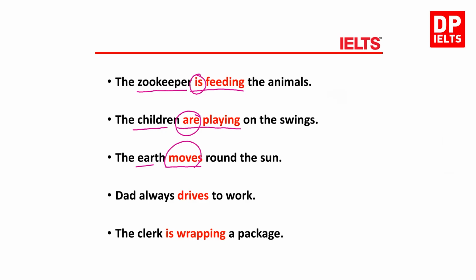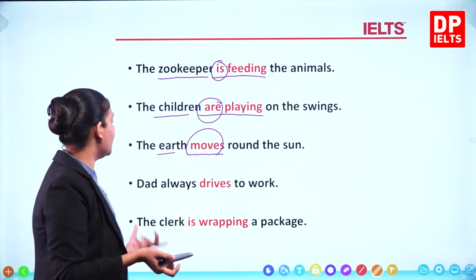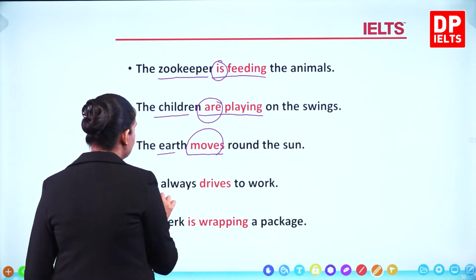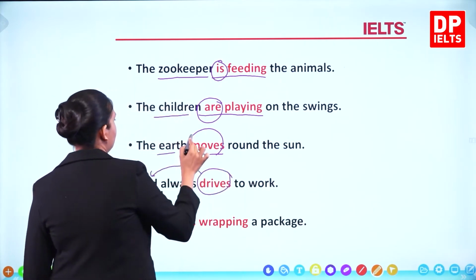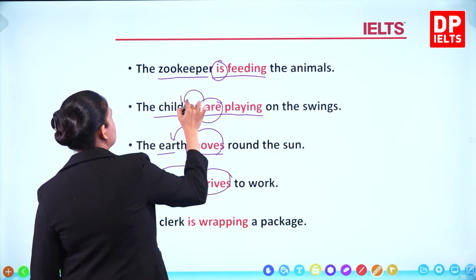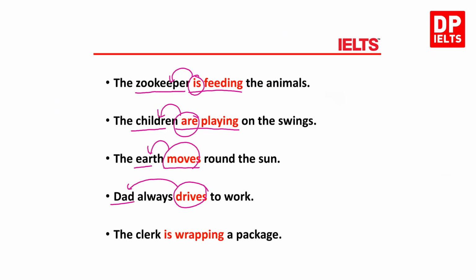The earth moves around the sun. Earth என்பது singular, அதனால நாங்க யூஸ் பண்ற verbும் singularஆக இருக்க வேண்டும். The earth moves around the sun. அதனால தான் நாங்க move என்று சொல்லாம moves அப்படின்னு சொல்றோம். We add this s. Dad always. Dad is singular, therefore the verb is also singular. Dad always drives to work.